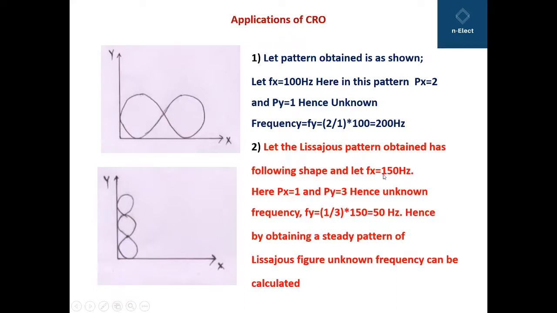Moving on to the next example, let the Lissajous pattern obtained have the following shape, and let fx, that is known frequency, be equal to 150 Hz. Here px, that is the number of intercepts made with the x-axis, is only 1, while the number of intercepts made with the y-axis are 1, 2 and 3. Therefore, by using the formula we will get Fy equals 1 upon 3 multiplied by 150, that gives me 50 Hertz. Hence, by obtaining a steady pattern of Lissajous figure, unknown frequency can be calculated.